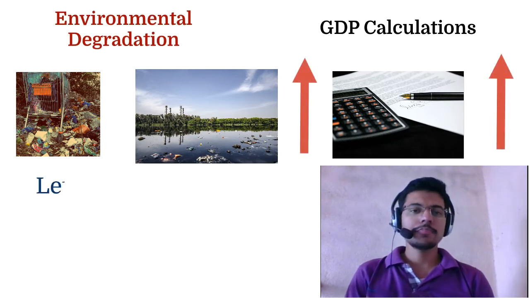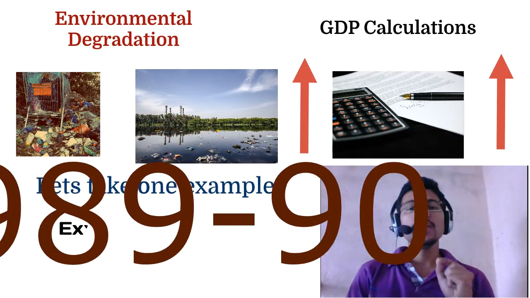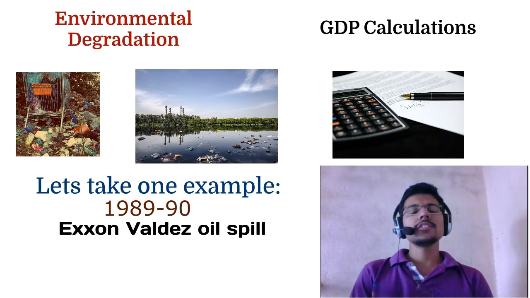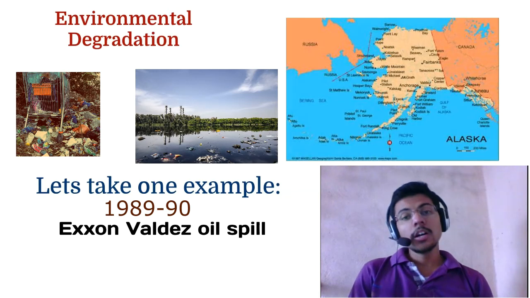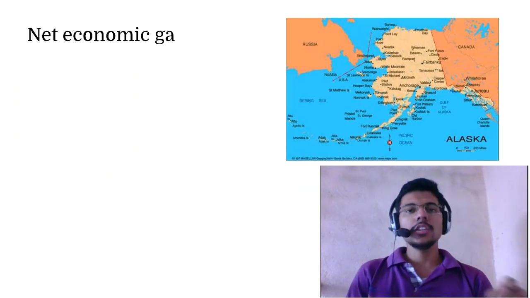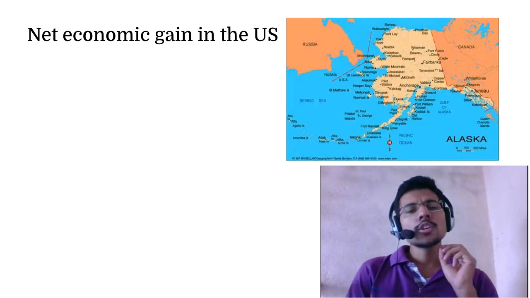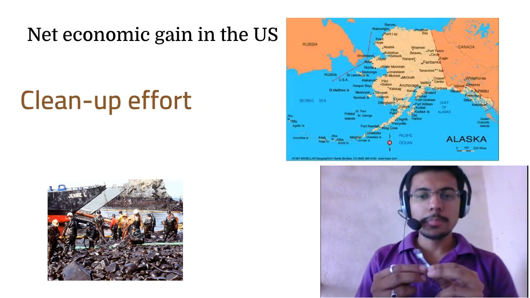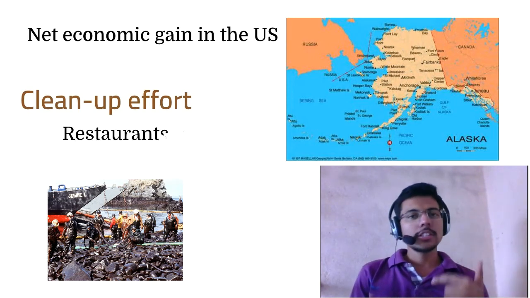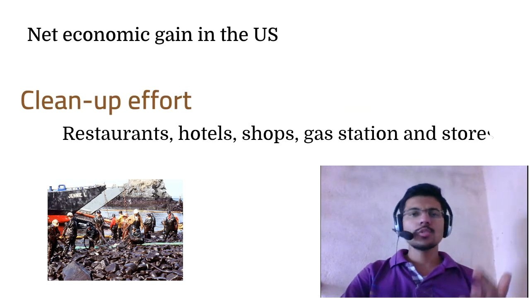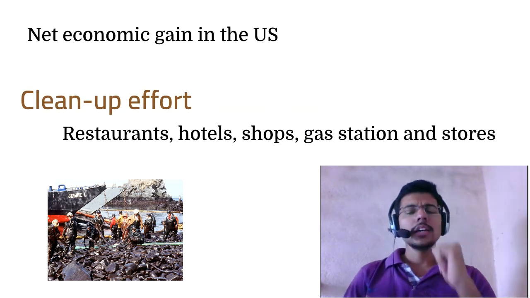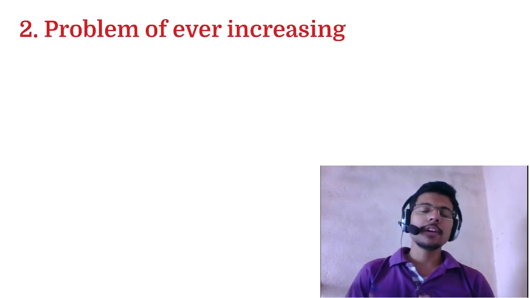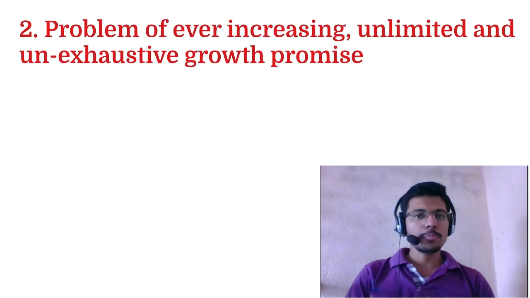Let's take an example. In 1989-90, the infamous Exxon Valdez oil spill increased Alaska's GDP. Alaska is a state in the USA, and that spill also showed up as a net economic gain in the US. It increased because so many people were trying to clean up the spill. The expenditures associated with the cleanup effort, including restaurants, hotels, shops, gas stations and stores, all experienced an upward blip in the economic exchanges.